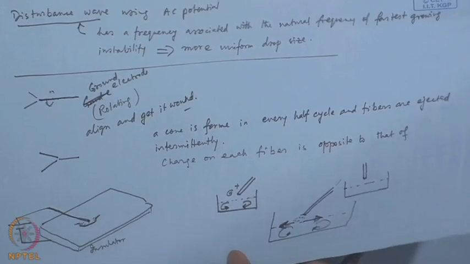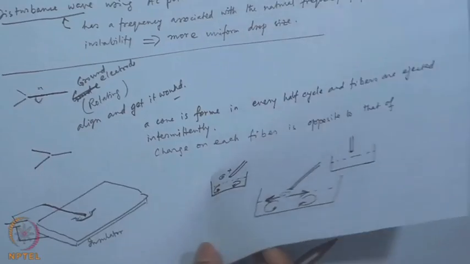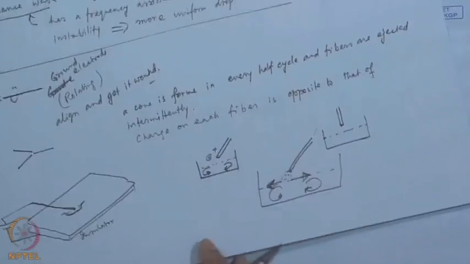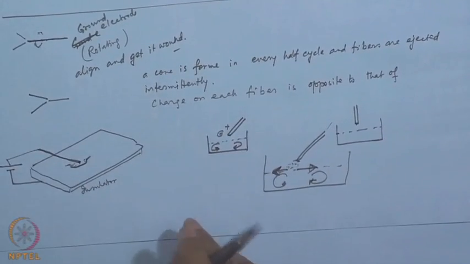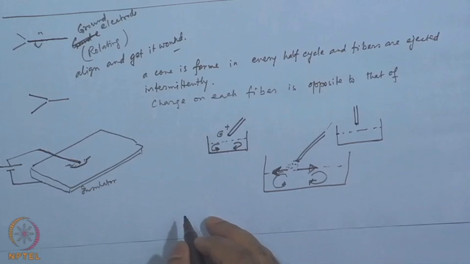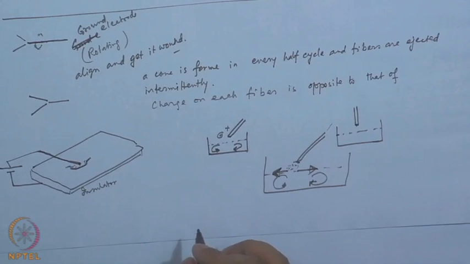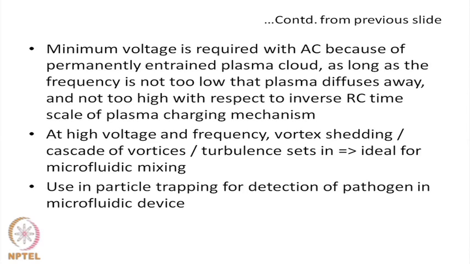Typically it is observed that when one uses an AC field, the critical voltage for corona discharge is lower compared to DC fields, because there is a reason to it. A minimum voltage is required with AC because of the permanently entrained plasma cloud. As long as the frequency is not too low, that plasma diffuses away, and not too high with respect to the inverse RC time scale of the plasma charging mechanism. So, we are back again to this RC time scale.